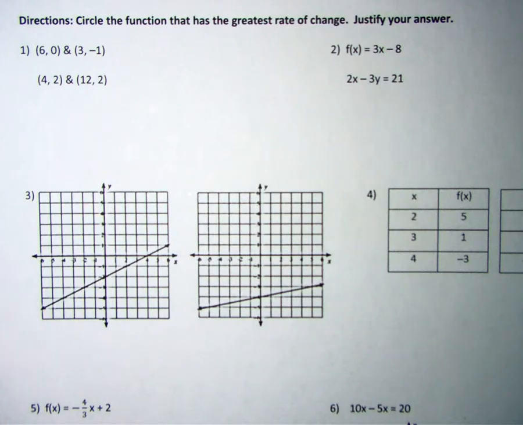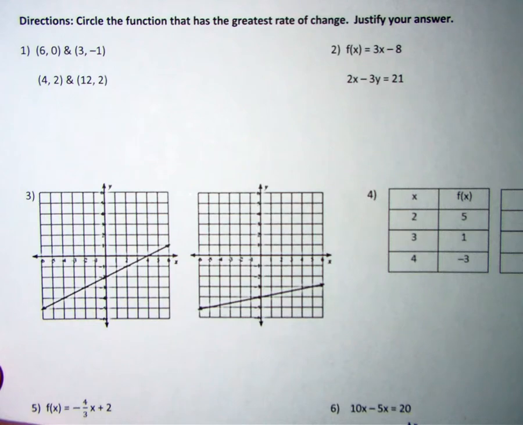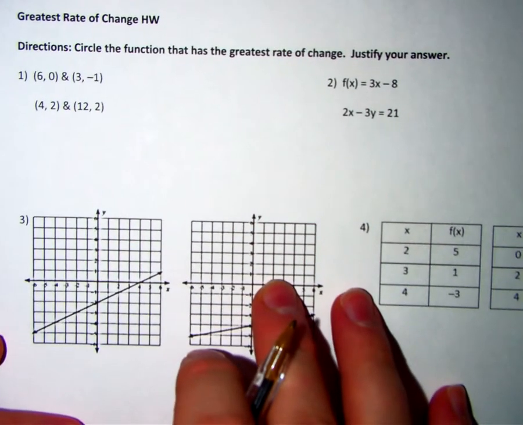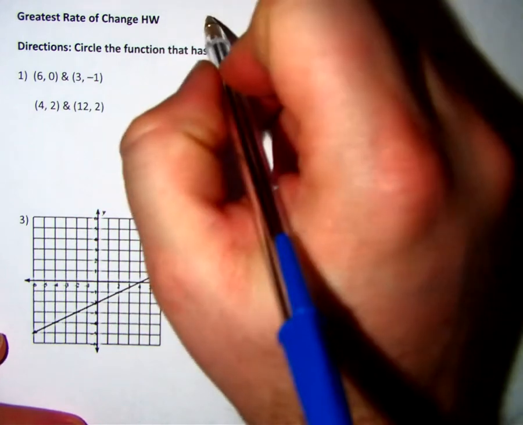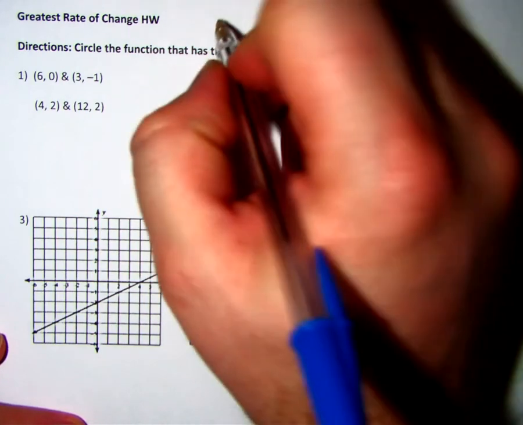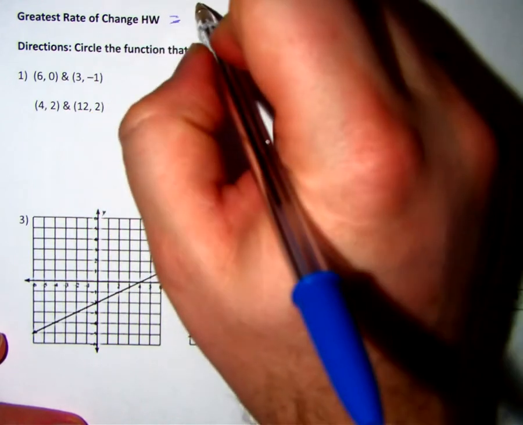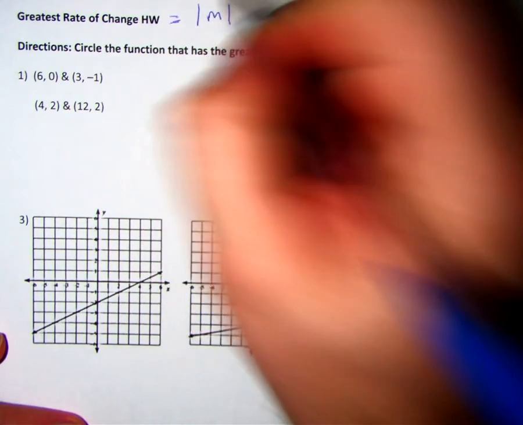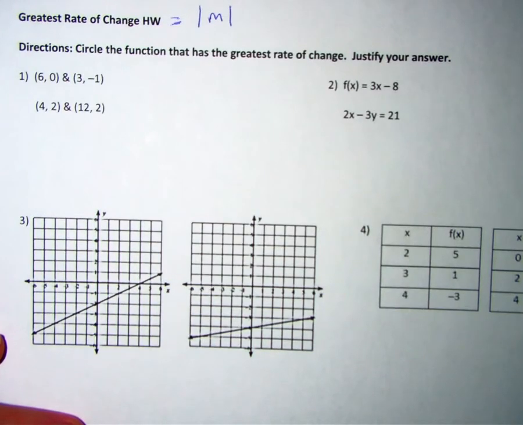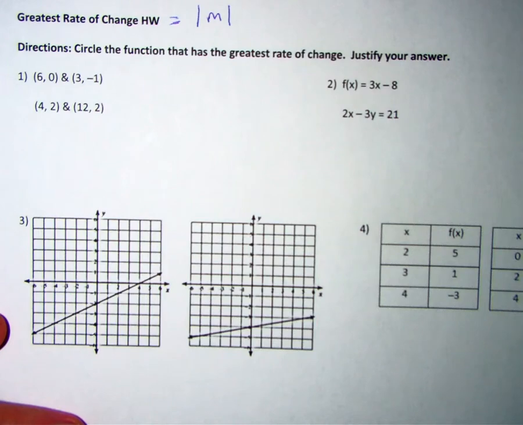Our focus tonight has been on the greatest rate of change. Now, in order for us to accomplish any of these problems, we first need to remember what the greatest rate of change is. The greatest rate of change is the slope that has the largest absolute value. So in order for us to determine which one of these has the greatest rate of change, we need to find the slope for both.